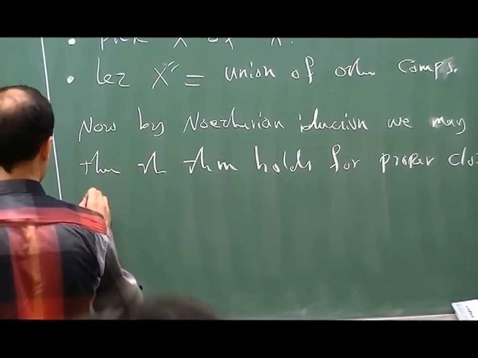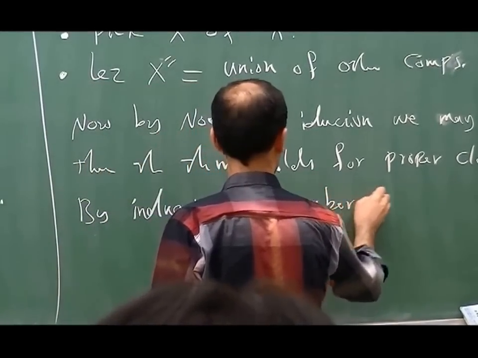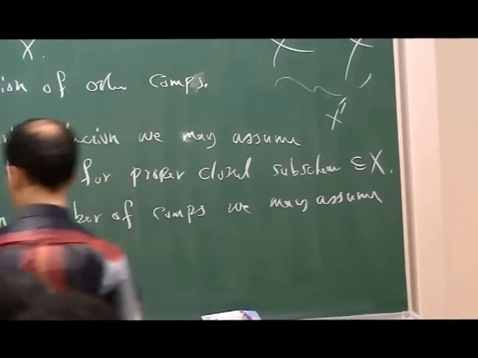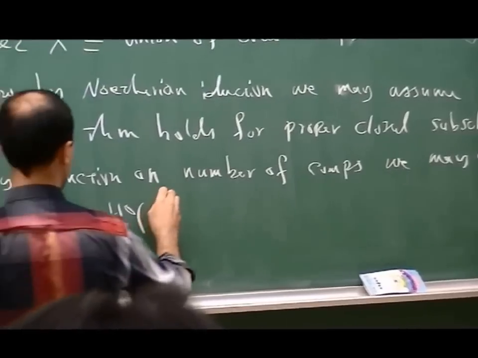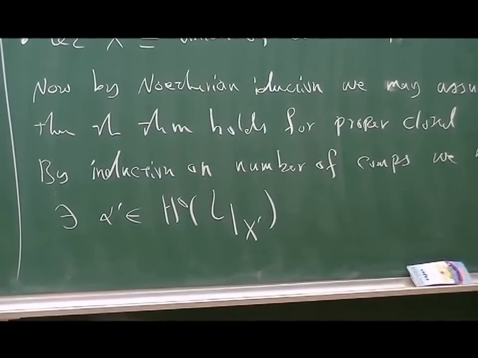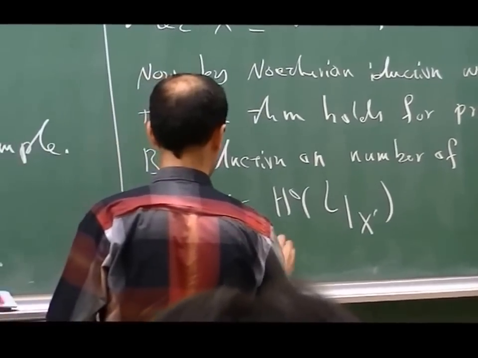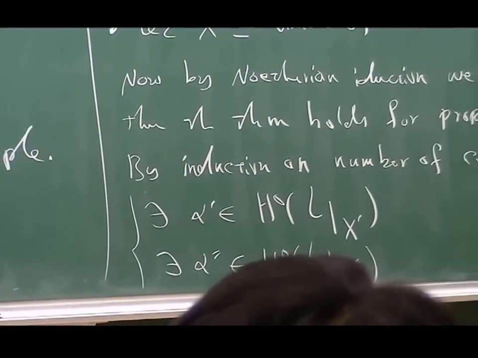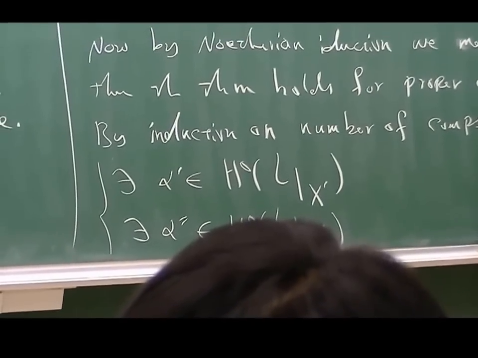Okay. Now, by another kind of induction, by induction on the number of components, we may assume the following thing. There is some section, let's say alpha prime, a section of L restricted to X prime. So I restrict L to one component and pick one section, and I also pick another section alpha double prime of L restricted to the union of the other components. Of course, the union may not be irreducible, but because I'm doing induction on the number of components, I can assume I already know what it is.